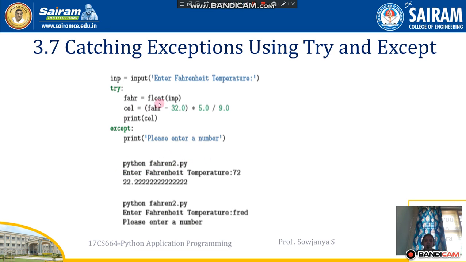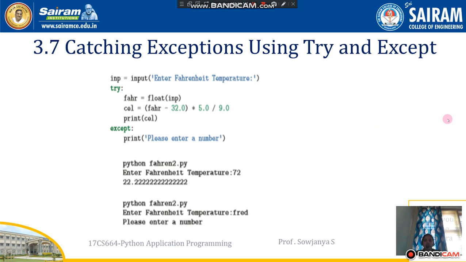For example, when you execute this, the user enters the temperature 72. So 72 can be converted to Celsius, that is 22.222. So this temperature in Fahrenheit is converted to 22. In a similar way, when the user gives some other string, for example Fred, which is a string, it throws an exception, please enter a number. This is how we can catch exceptions using the try and except statements.